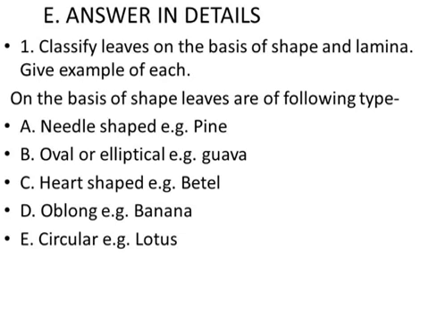Number B, oval shape or elliptical, example is guava. Number C, heart shaped, example is betel. Oblong, the example is banana. And circular, the example is lotus. Okay.